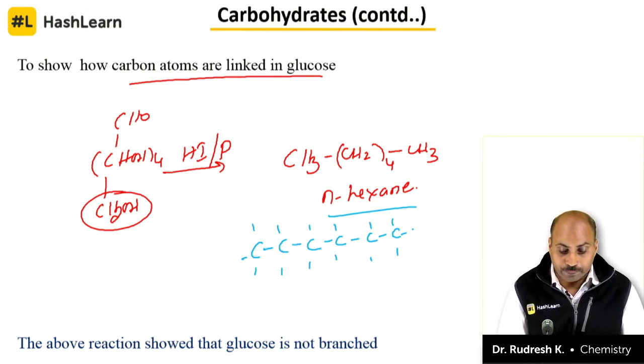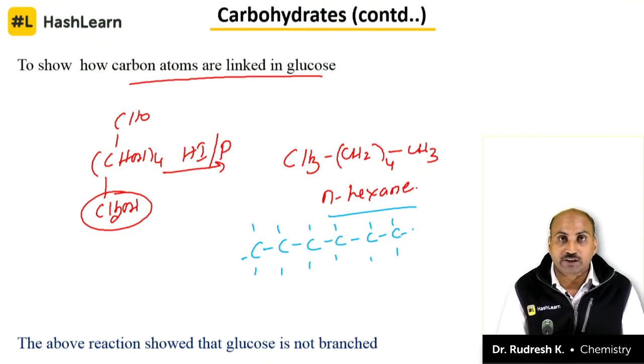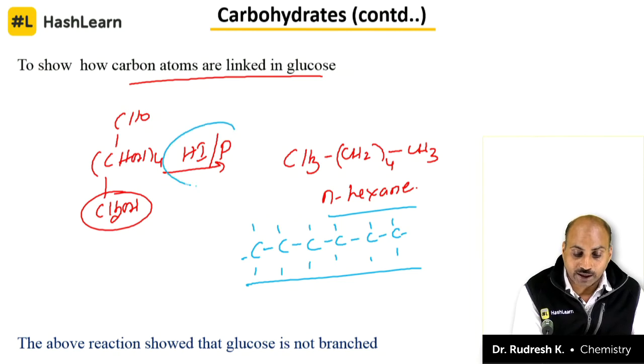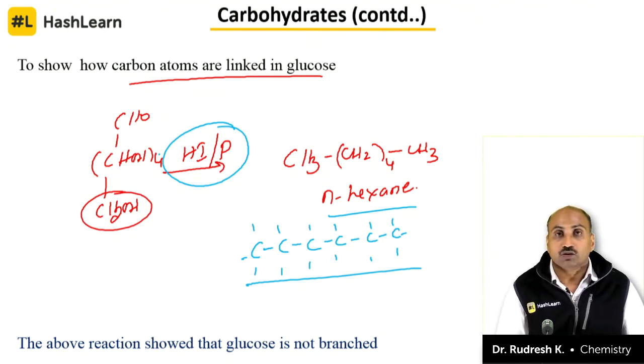So the above reaction shows that glucose is not a branched one. It very clearly indicates that a linear structure of the carbon backbone exists. This is one of the identifications when we treat glucose with hydroiodic acid in presence of red phosphorus and heat: it converts into n-hexane. So I think you got the concept of how the carbons are linked in the glucose molecule.